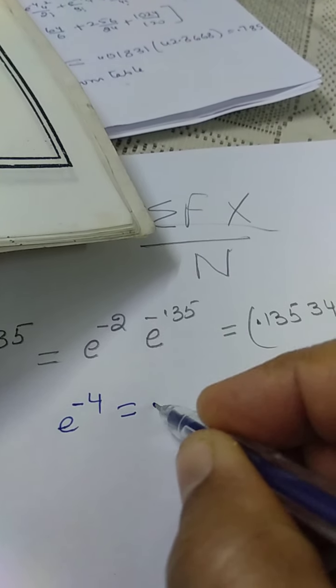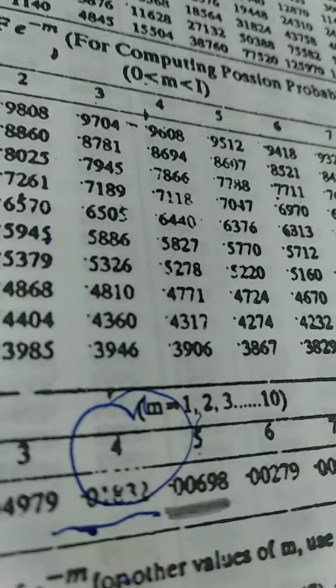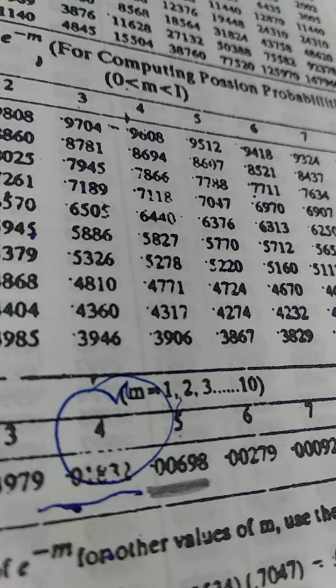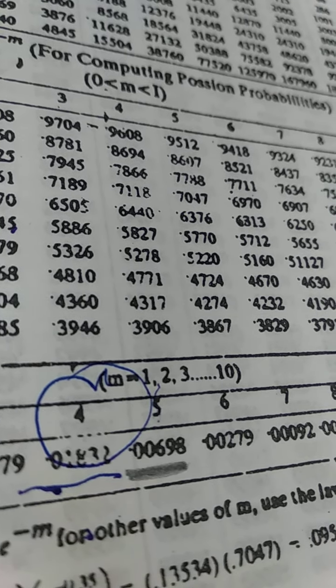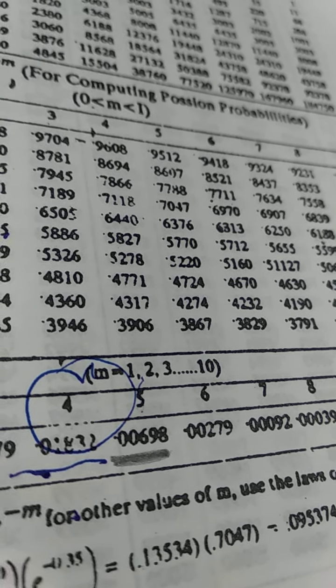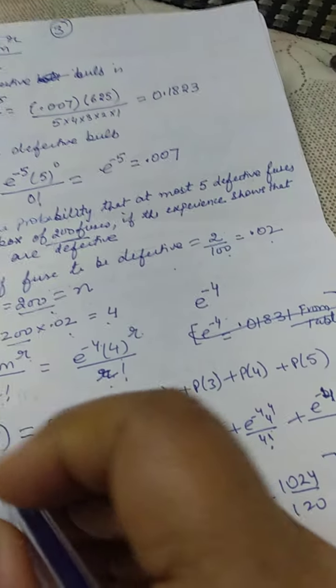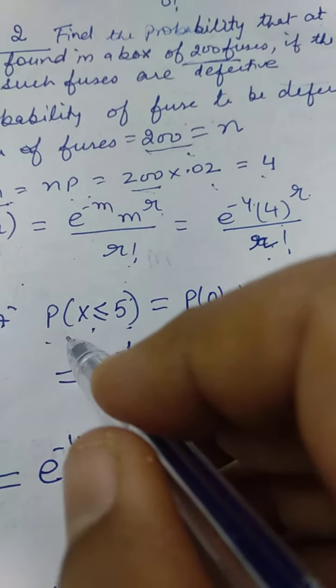So you just first find out e raised to power minus 4 from the table. Which table you will see? The lower portion. It is 0.01831. This is the value. Now this value you have to see from the table, and then we are asked to find out the probability that at most 5 defective fuses are there. At most 5 means 5 or less than 5.